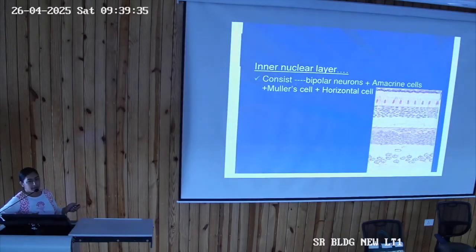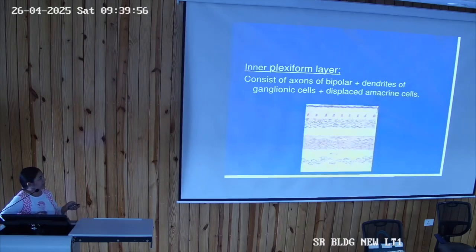Inner nuclear layer. Again the nuclear layer, that was outer nuclear layer, and this is inner nuclear layer. So it is bipolar neurons that are present over here, amacrine cells of the retina, Mueller cells, and the horizontal cells. So it all contains the cell bodies of these cells. Next is plexiform layer. This plexiform layer again contains the axons of the bipolar and the dendrites of ganglionic cells along with the amacrine cells.